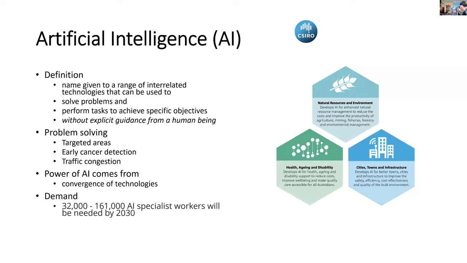And there's an estimated demand, and the CSIRO are predicting that between 32,000 and 161,000 AI specialists will be needed in Australia by 2030. So this may be an area that you may want to consider in your future career, or you may be working with an AI specialist in your profession.